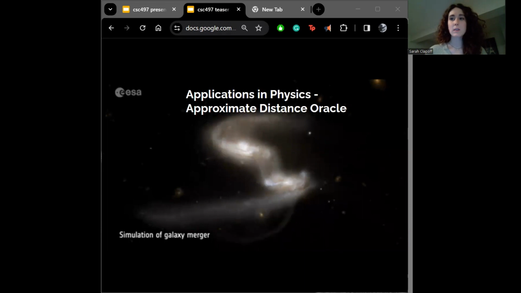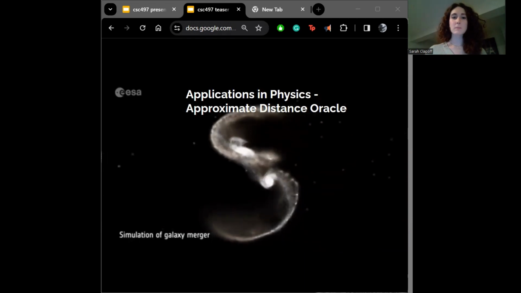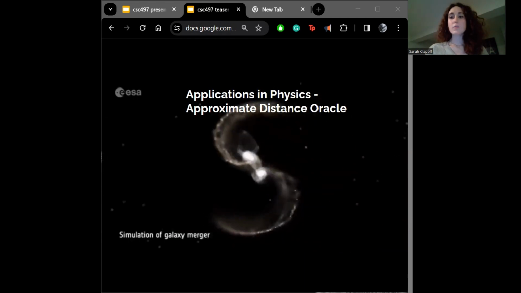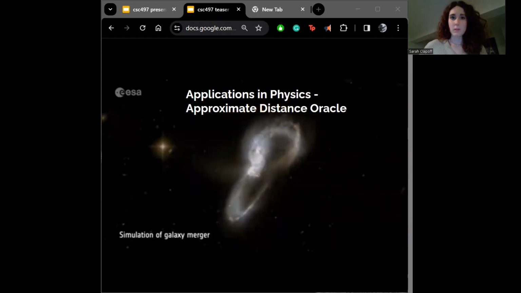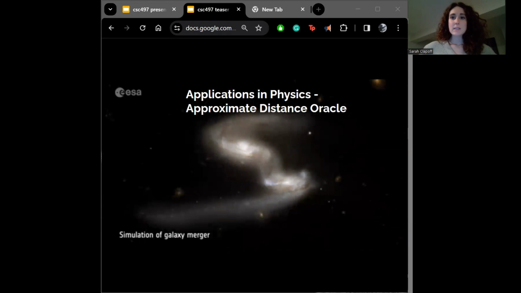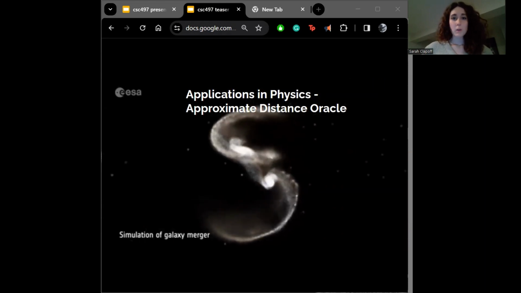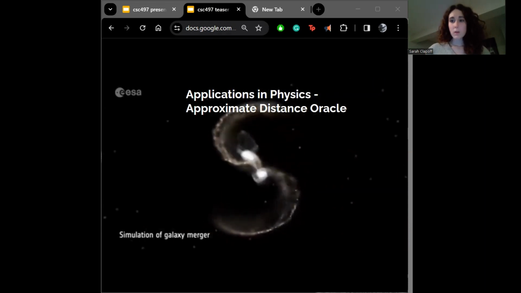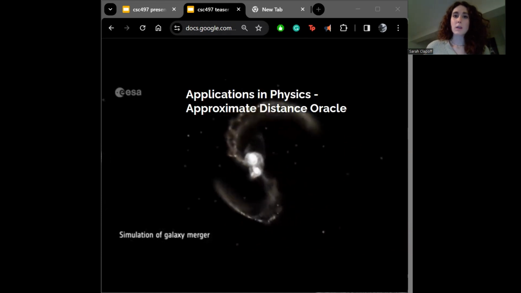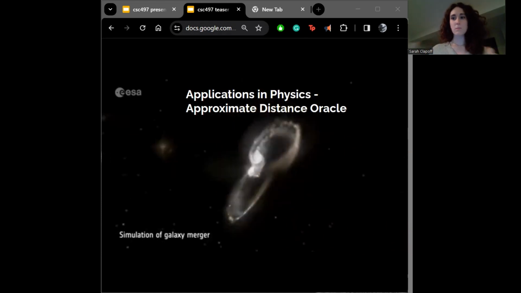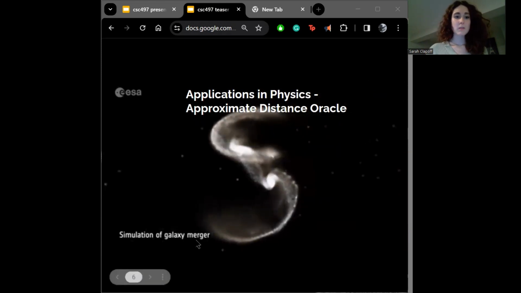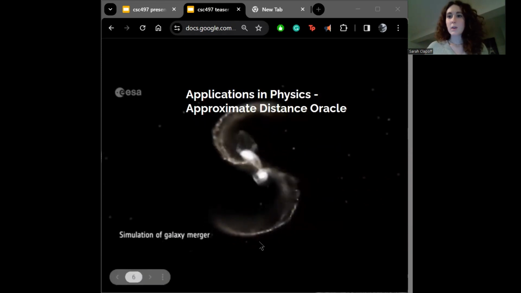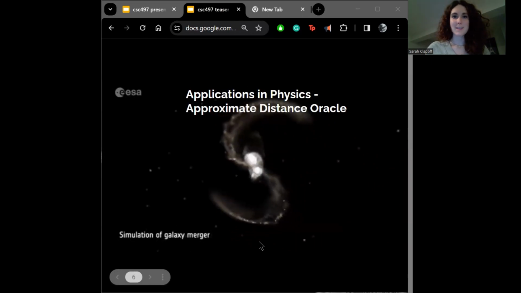Another application that I looked at was approximate distance oracles. Those are compact storage data structures that answer pairwise distance queries. And so PTEs can be used to speed up oracle construction. And then those oracles can answer questions regarding the distance between two points in a simulation, such as this one of a galaxy merger, or in other physical systems.